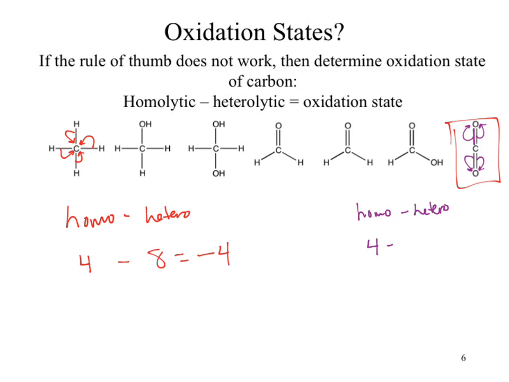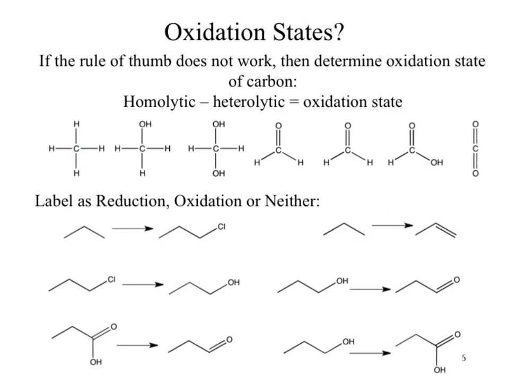How many electrons are around the carbon now? 0. What's the oxidation state? +4. Fully oxidized. Okay. The bigger the number, the more oxidized your molecule. The smaller the number, the more reduced the structure. Okay? So we could go through and label reactions as reduction, oxidation, or neither, depending on your preference.